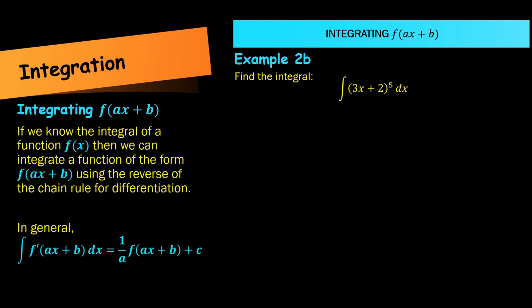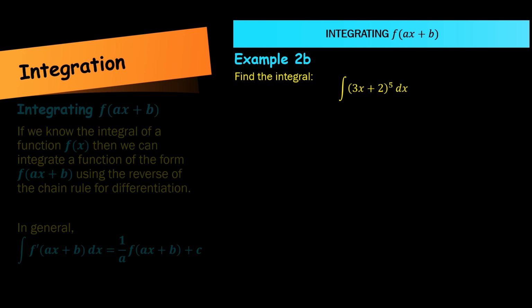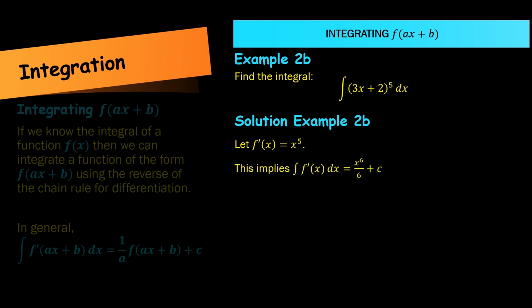Now let's take a look at part B. We are required to find the integral shown on your screen. So let's solve this. If we let f dash of x equal x to the power 5, then we have that the integral of f dash of x dx equals x to the power 6 over 6 plus the constant of integration. And of course, this is equal to f of x.